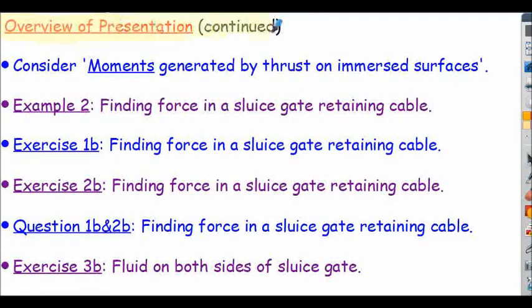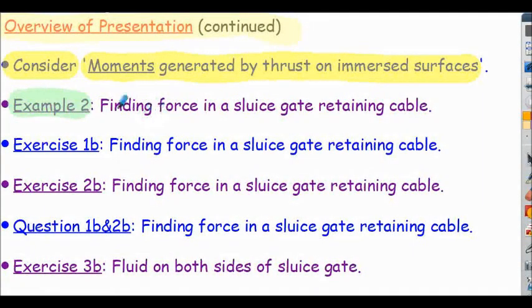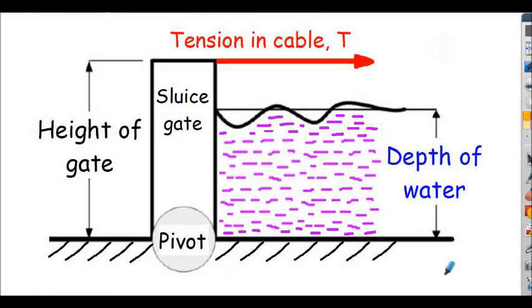Overview of presentation continued. Next we consider moments generated by thrust on immersed surfaces. In example 2, we find the force in a sluice gate retaining cable. This is a typical scenario we'll be considering, having our sluice gate and finding the force in the cable attached to the top of the sluice gate.